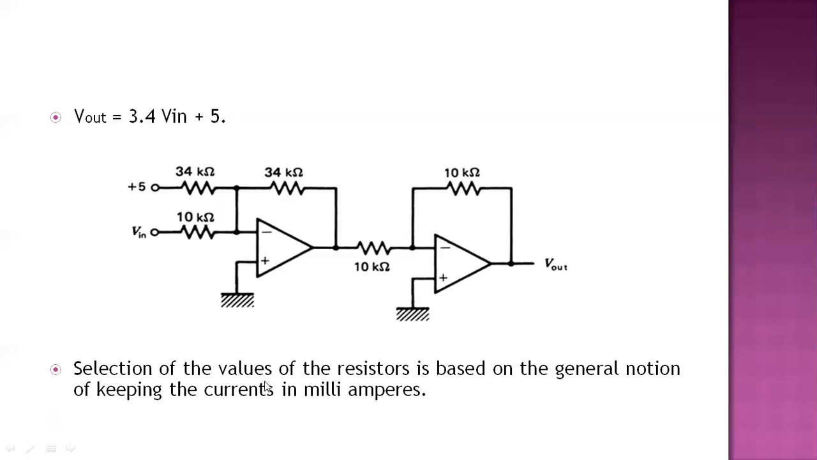So the selection of values of the resistors, as I told you, is based on the general notion of keeping the currents in the milliamperes. Now let us start with the third one, that is non-inverting amplifiers.